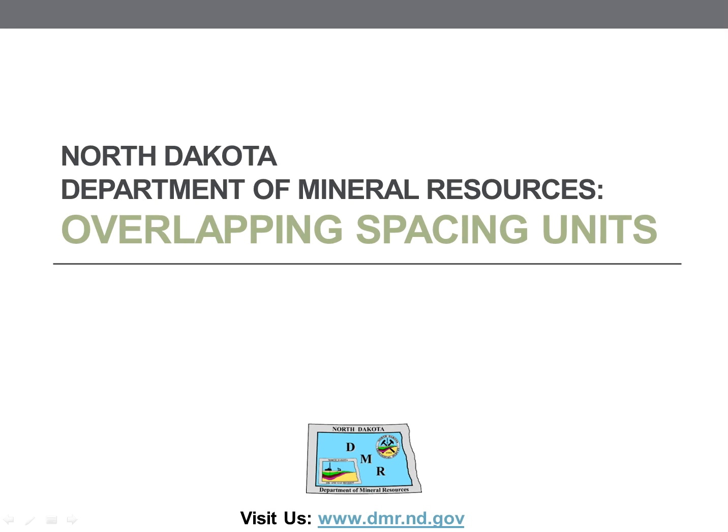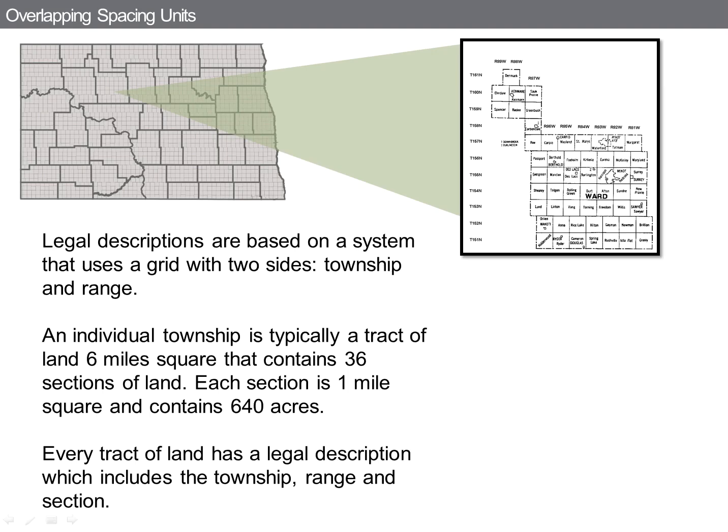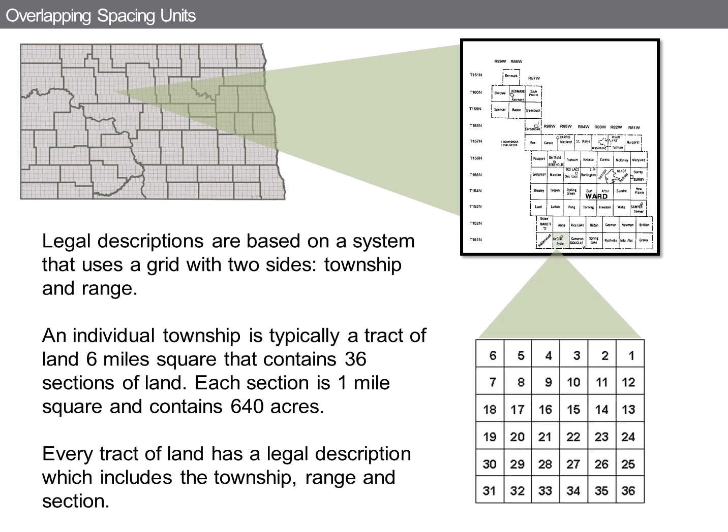Overlapping spacing units. Legal descriptions are based on a system that uses a grid with two sides, township and range. An individual township is typically a tract of land 6 miles square that contains 36 sections of land. Each section is 1 mile square and contains 640 acres. Every tract of land has a legal description which includes the township, range, and section.